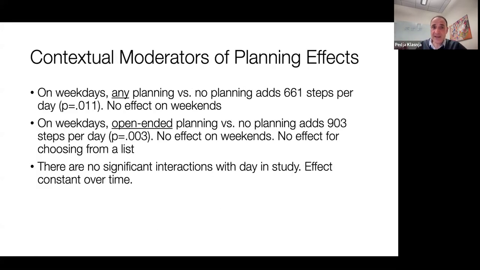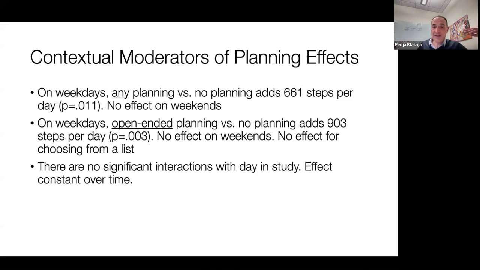Where things get a little bit more interesting is when we actually start doing contextual analysis. And so what we saw was that for whatever reason, our participants did not like planning on weekends. So on weekdays, any planning versus not planning did help, right? It added about 600 steps a day, but on weekends there was no effect. But most importantly, the effect also interacted with the type of planning. So open-ended planning added close to 1,000 steps versus no planning on weekdays, while choosing from a list didn't do anything at all.